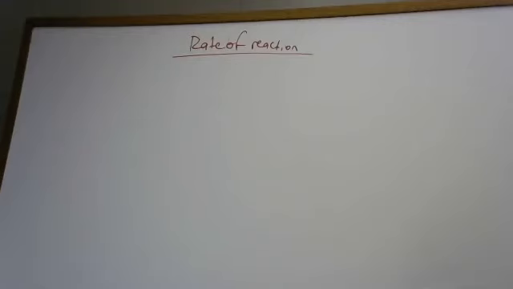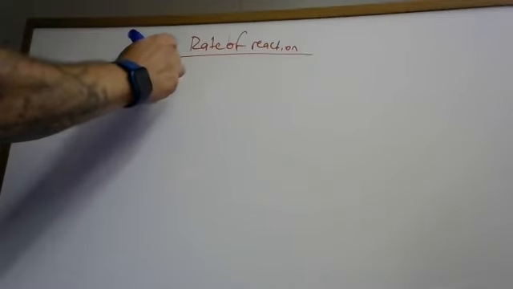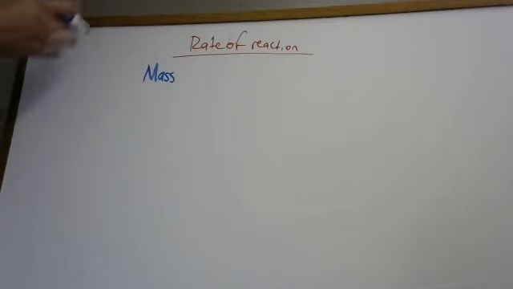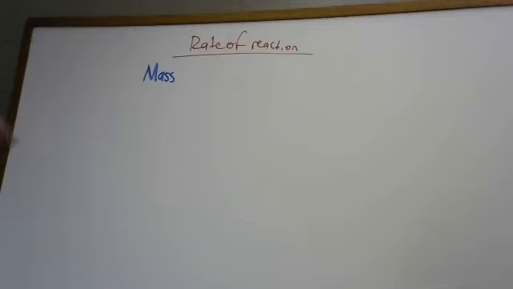This is where it gets tricky. Sometimes we can measure things, other times we can't. The easiest is to measure the mass. So you're trying to react two solids, a solid and a liquid. You just measure the mass of the object on a scale whilst the reaction's happening, and you plot it getting smaller, and you divide that by the time, and then you would convert it into moles.